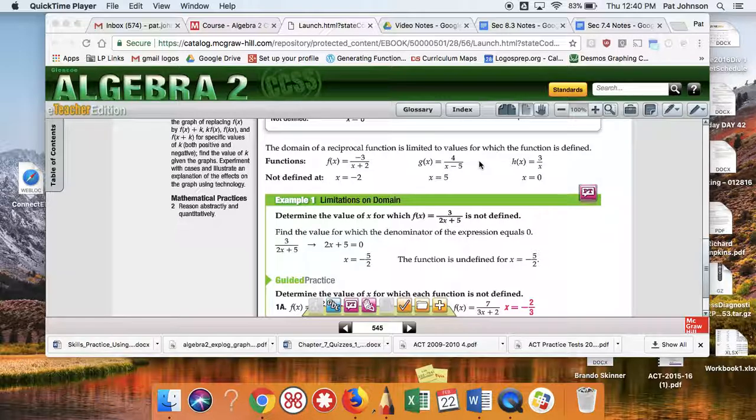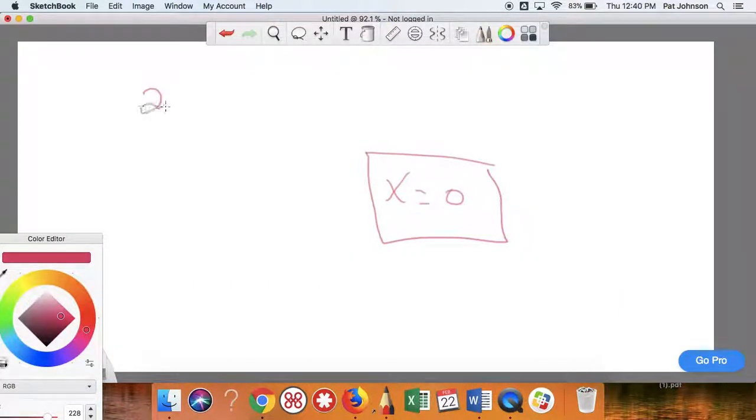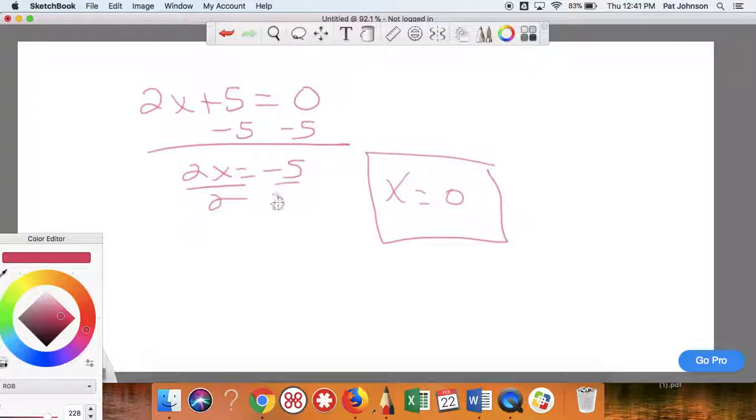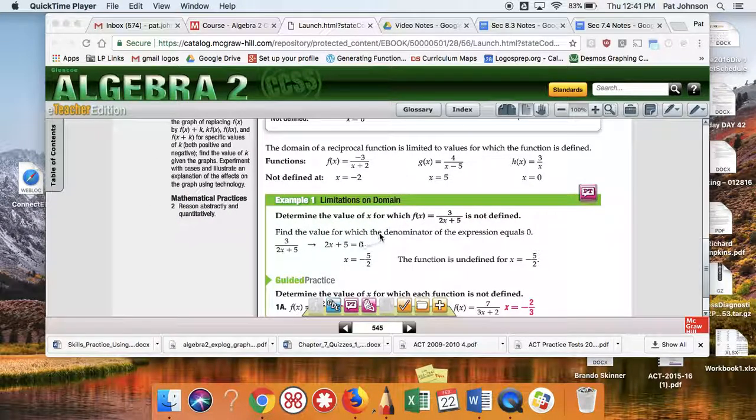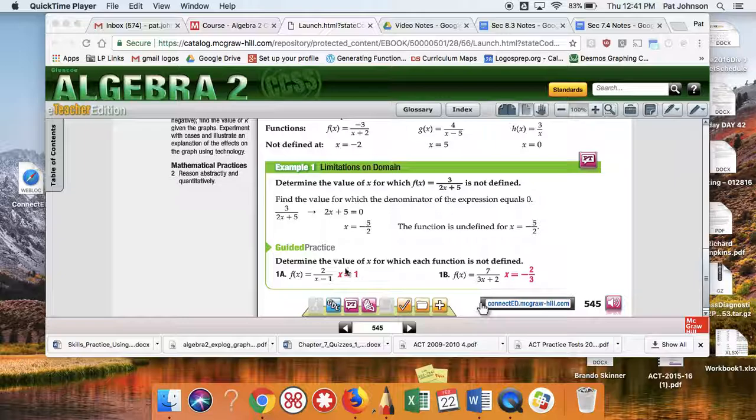Determine the value of x for which f of x, or y, equals 3 over 2x plus 5 is not defined. Well, because I have a variable in the denominator, I take that denominator, 2x plus 5, and I set it equal to 0. So I'm going to subtract 5 from both sides. I'm just using basic algebra. Divide by 2, and I get x equals negative 5/2. So it is undefined at negative 5/2. I left that negative off there.